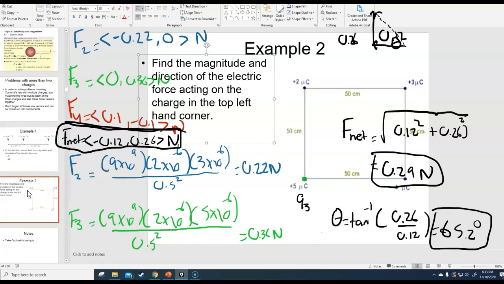Okay, so hopefully that is by far the hardest problem you'll ever see with Coulomb's law. If you can do this type of problem, you should definitely be able to do other types of problems involving Coulomb's law.